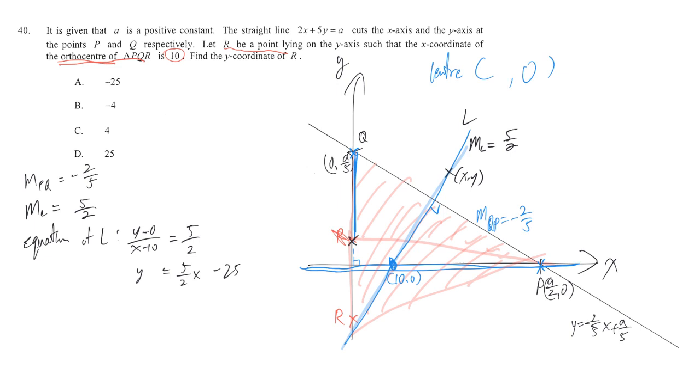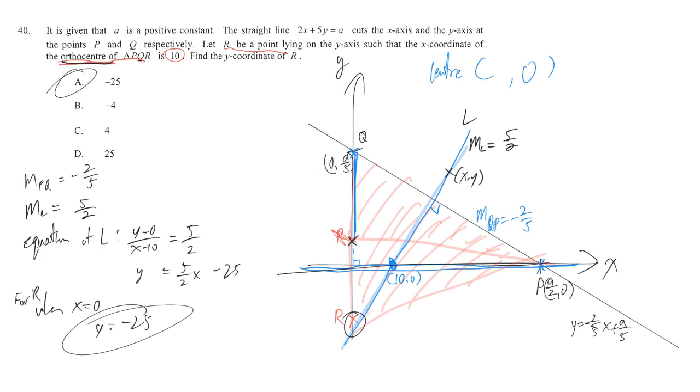Because R is lying on the line L, for point R, when x is equal to 0, y is equal to -25, which gives the answer. The y-coordinate of R is -25. So the trick to solve this question is you need to understand the meaning of orthocenter, and also you need to think about how you can find the lines. You don't need all three lines, you just need one of them, which is the horizontal line, and also one line which is perpendicular to PQ, because we know very well about PQ. And then we just use some simple calculation, you can get -25.